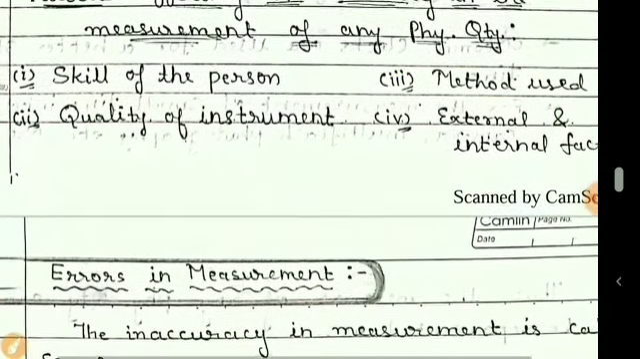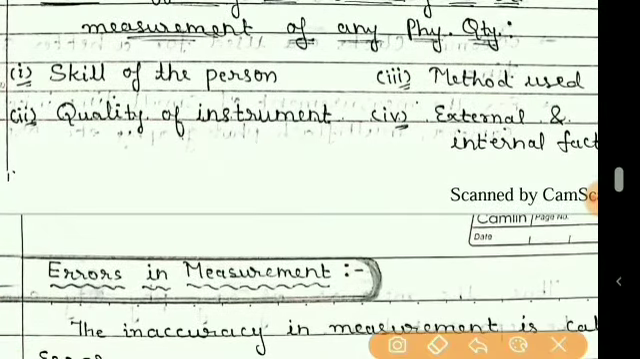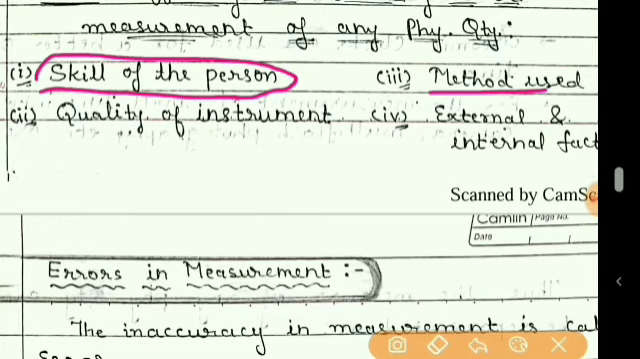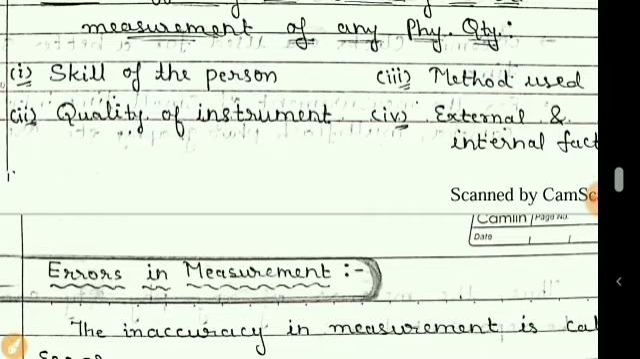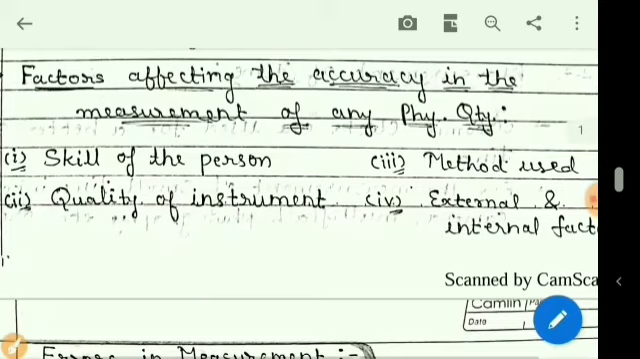Now, quality of instrument. Suppose the person is using the proper method, and even the skills of the person while measuring that physical quantity are proper. But if the instrument is defective, then also errors occur. And so even the quality of instrument is one of the factors which affects the accuracy.